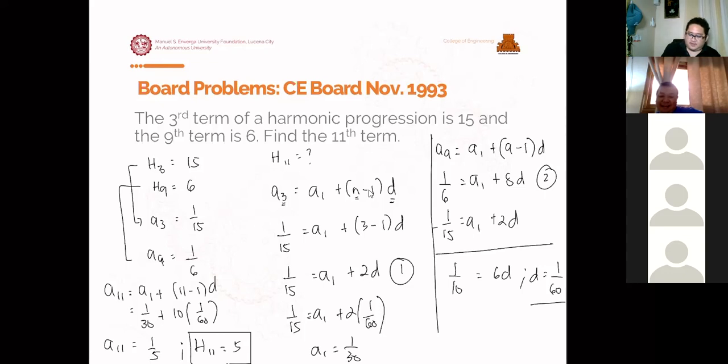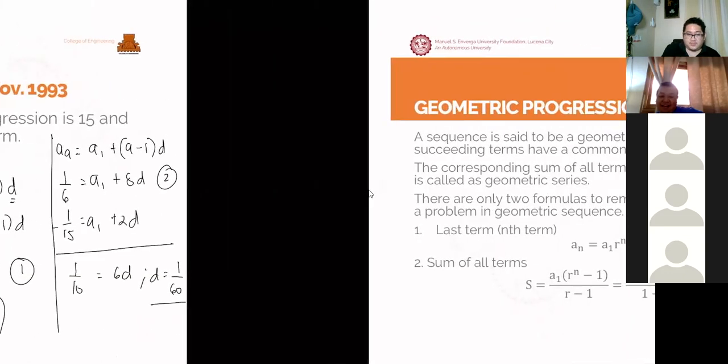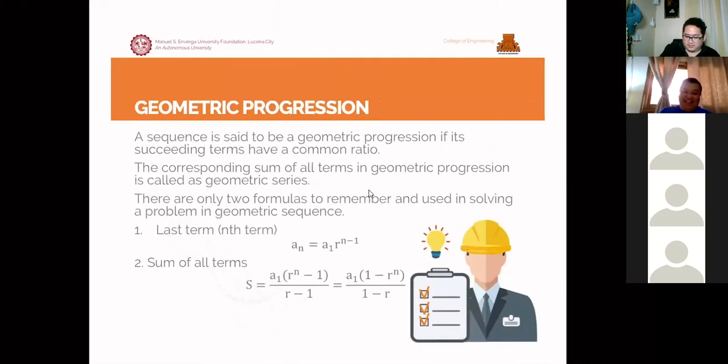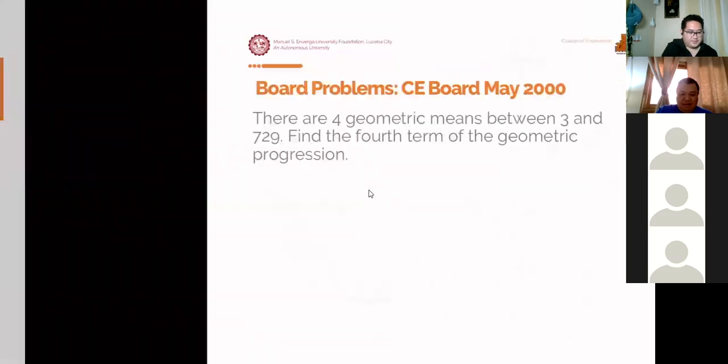Okay? So, after harmonic, we now go to geometric progression. So, geometric progression is a sequence na kapag yung common ratio o yung ratio ng present over preceding is equal with each other. Okay? So, yung formula na kailangan natin tandaan, an is equals to a1 times r raised to n minus 1. Then, kapag sum of all terms, ayan yung formula. Okay? So, proceed na agad tayo sa problem.